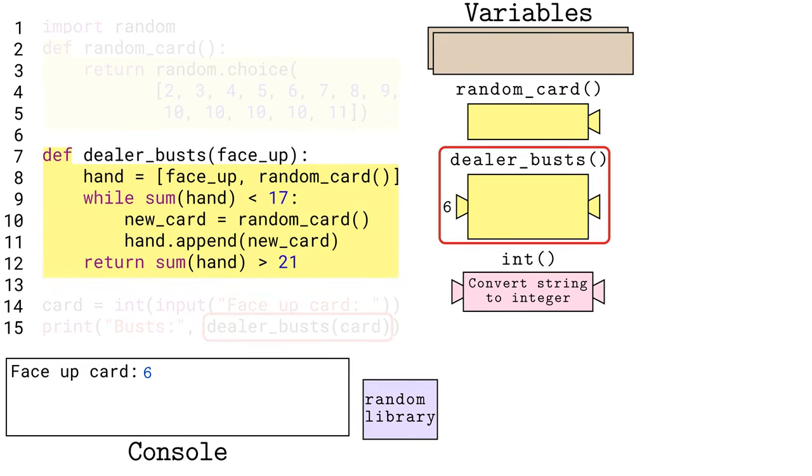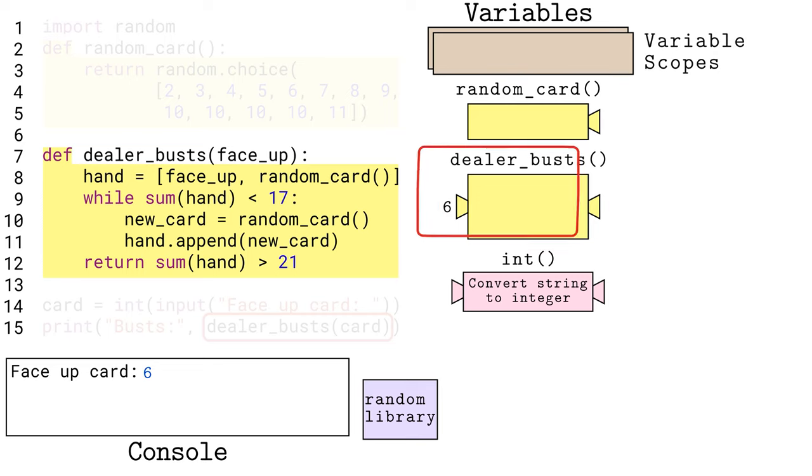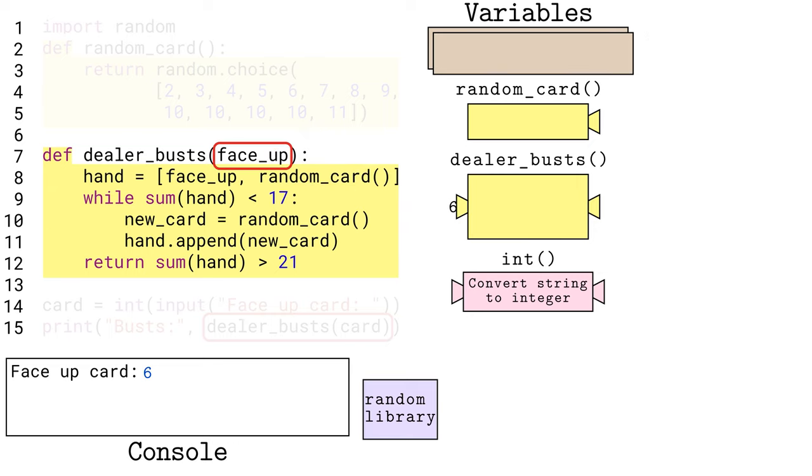When Python starts a function, it allocates a fresh space for variables so as not to interfere with variables from other functions. These different variable spaces are known as different variable scopes. The first thing the function does is copy the passed in values into the parameter variables inside the empty scope. In this case, the 6 is saved to the face-up parameter variable, and then the code begins to run.